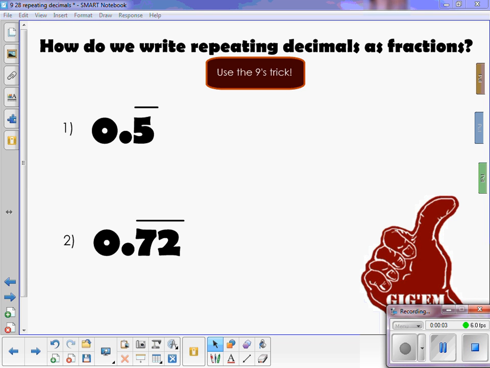Hello, second period students. You need your spiral and you need to title your notes, converting repeating decimals to fractions.